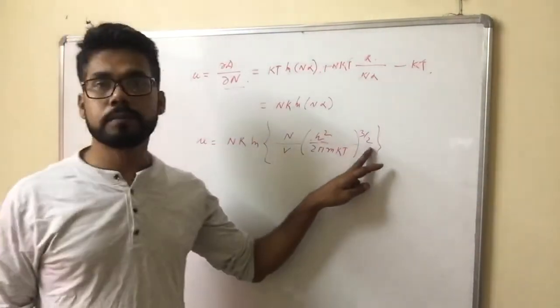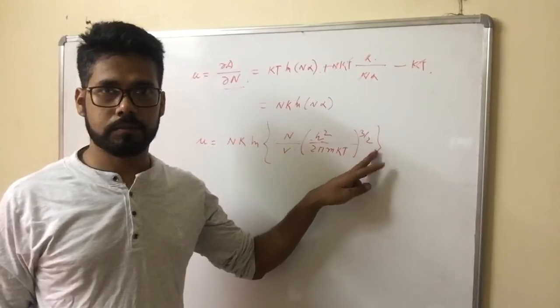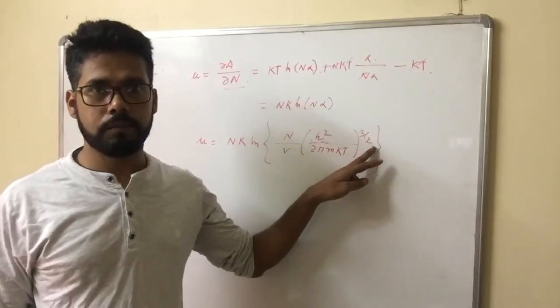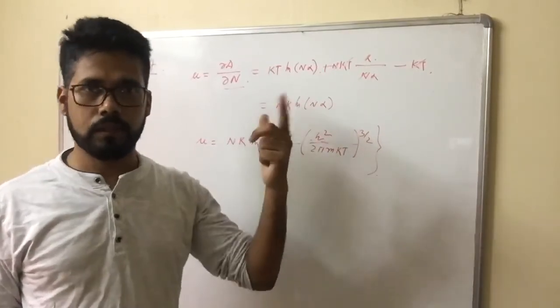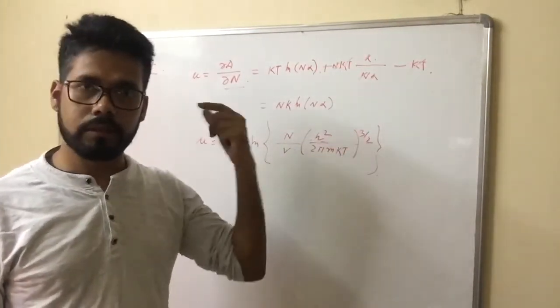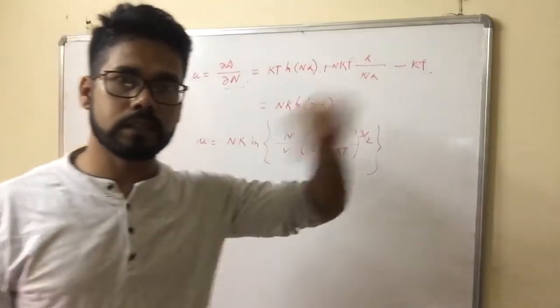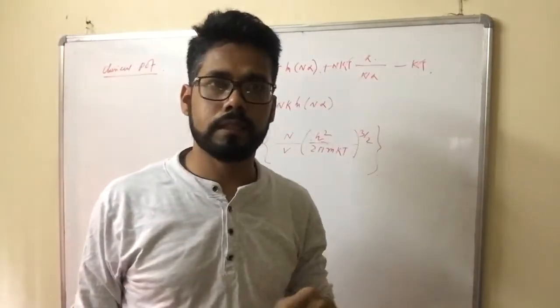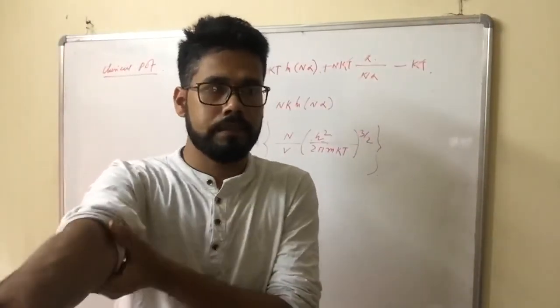And this 2 comes from the dispersion relation. Always this 2 comes from the dispersion relation. If it is for a photon, then it will be different. This way you have to remember this general formula. You note down the general formula. Always try to remember the general formula, then it will save you time in the exam.